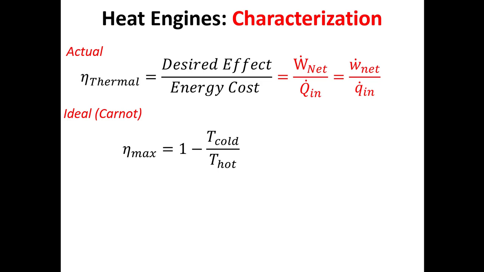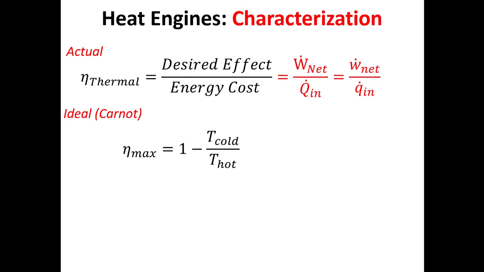When we think about how to characterize this cycle, we think about thermal efficiency, where the desired energy effect is net power, or the power generated by the turbine minus the power consumed by the pumps, divided by the energy cost, which is the heat in, which in many Rankine cycles we generate by burning coal, or maybe by performing a nuclear reaction.